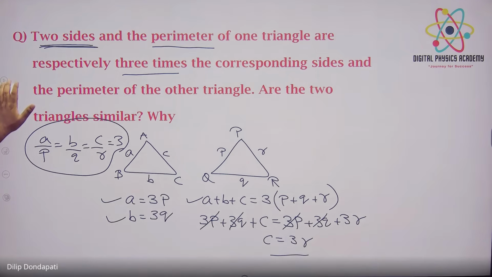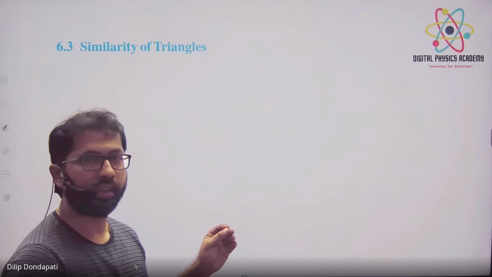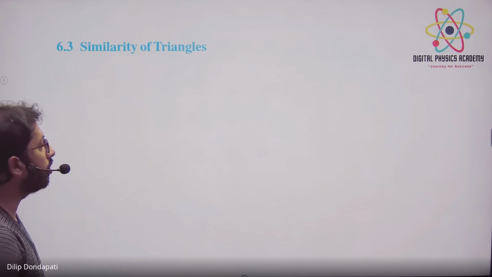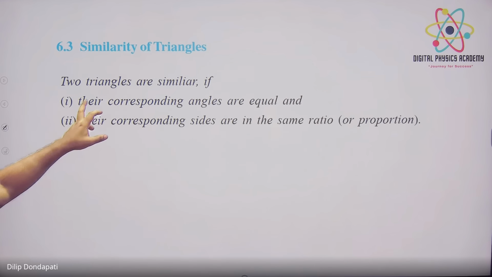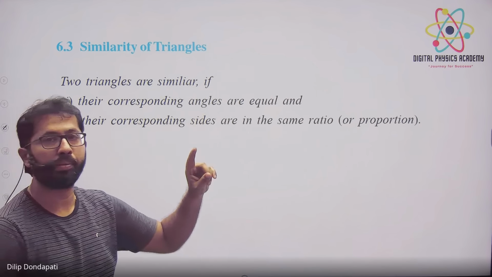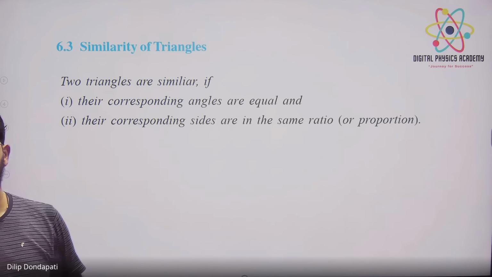Now, similarity of triangles. Polygons we have done, right? Basically, similarity of triangles: the conditions are also the same. Two triangles are said to be similar when their corresponding angles are equal and corresponding sides are in the same proportion. Triangles have the same condition. Write it down.